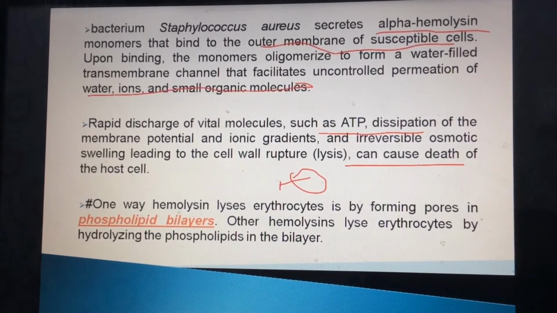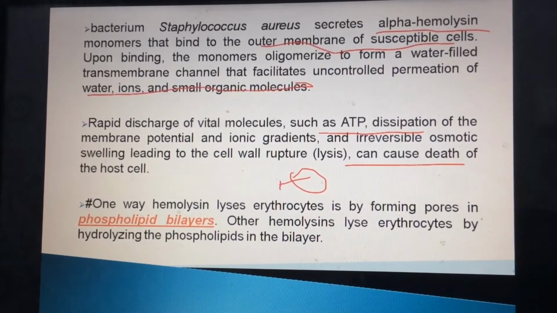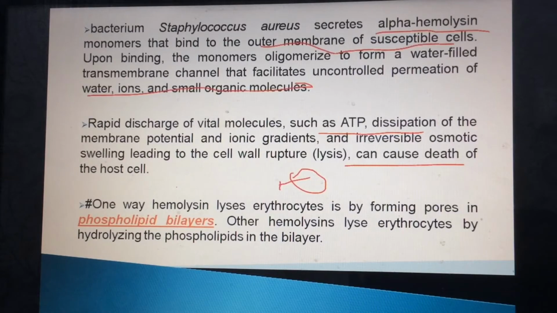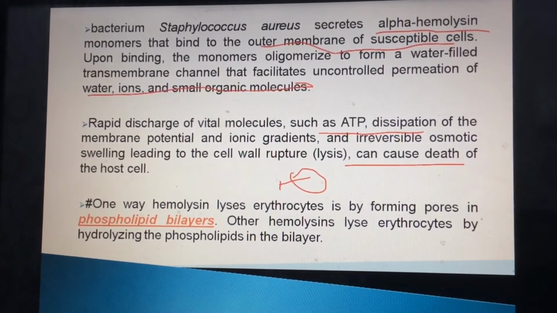One way hemolysis occurs is the erythrocyte forming pores in the phospholipid layer. This is one type of example given here: after hemolysis, all the chemicals inside the RBC or other cells come out after rupture, and because they come out, the blood vessels will face the problem of another potential development.